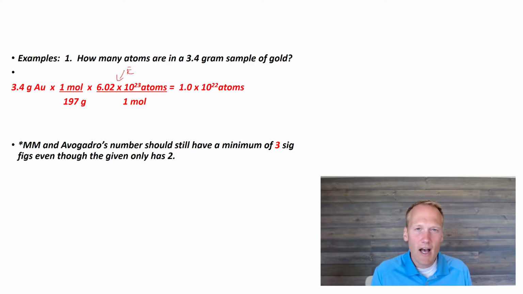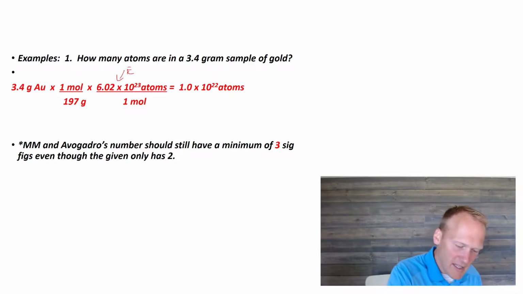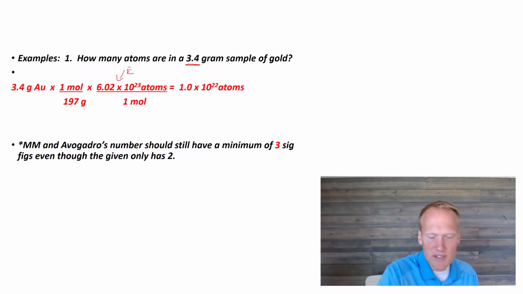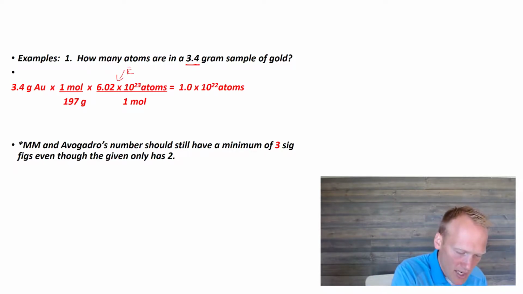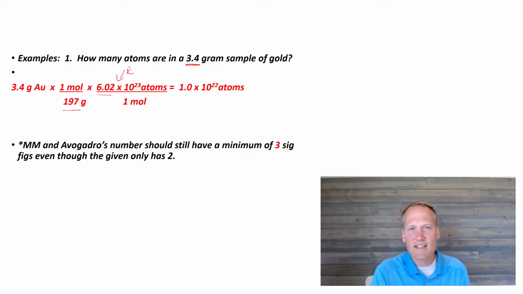We'll get there. Another quick note here, because we only have 2 sig figs in our given, that means we should only have 2 sig figs in our answer. But our equalities here would never go below 3 sig figs. We want to keep at least 3 to maintain some level of accuracy within those equalities.